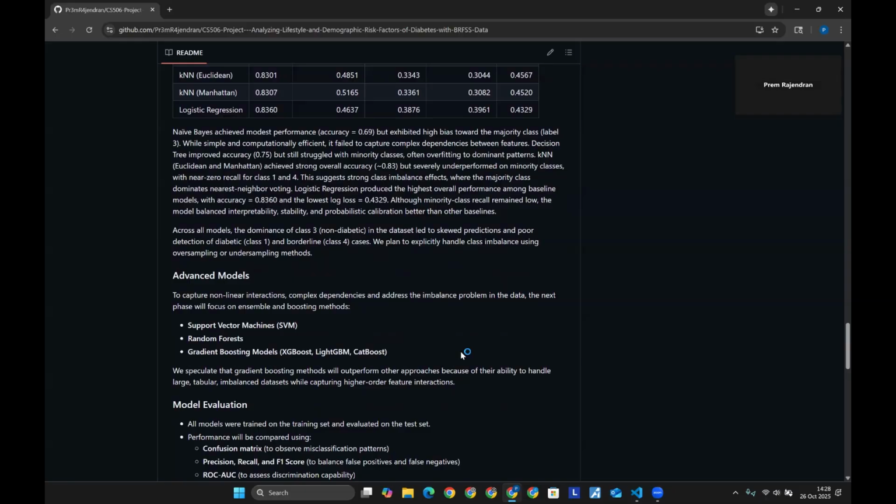This was the work conducted for our midterm report, and we plan to move forward with advanced models as well as advanced visualizations for the final report.